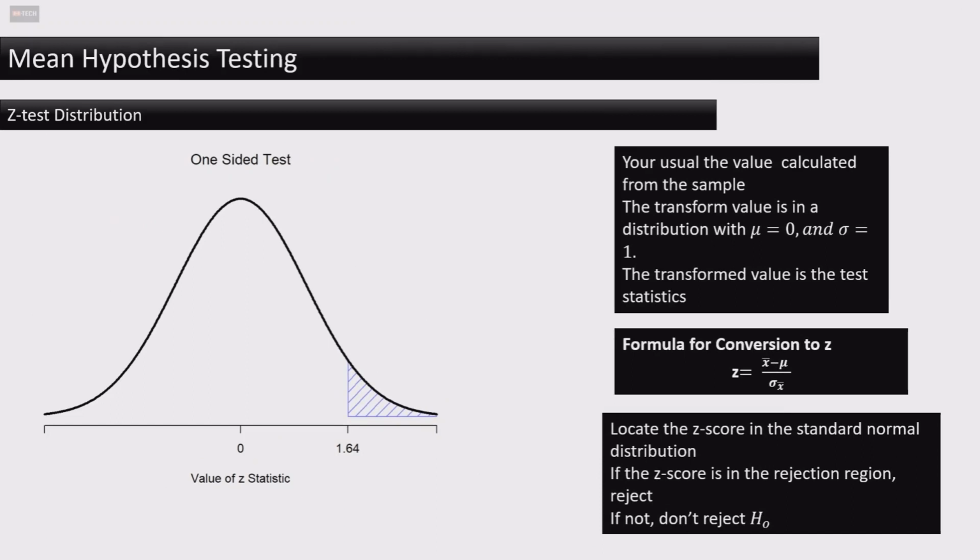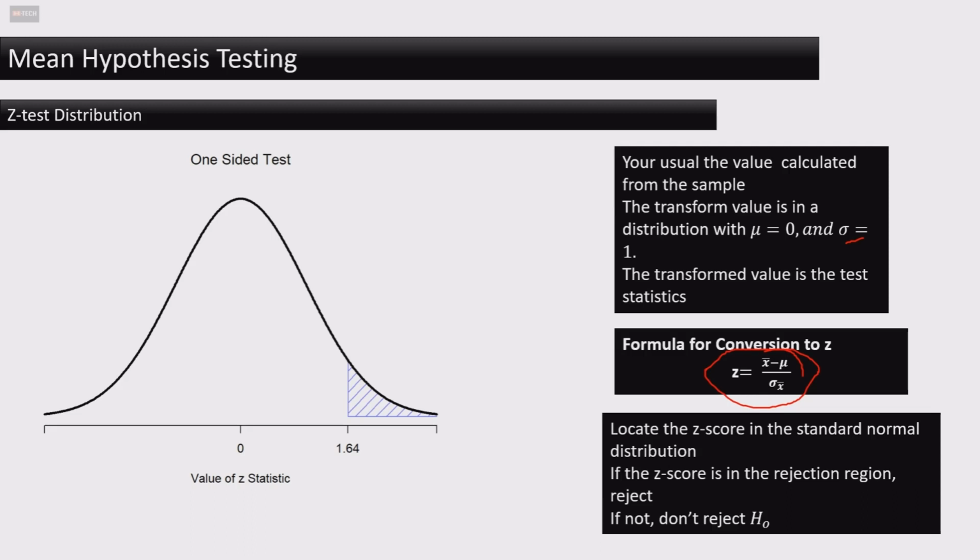Now for a z-test, the first thing we're going to do, if it meets the condition for a z-test, remember the condition, is transform the value into a distribution with mu0 and sigma 1. This sigma stands for standard deviation. The transformed value is the test statistic. The formula for conversion is this. This is the formula for z. Then locate z in the standard normal distribution. If the z score is in the rejection region, reject. If not, don't reject. Now this is how the graph looks.